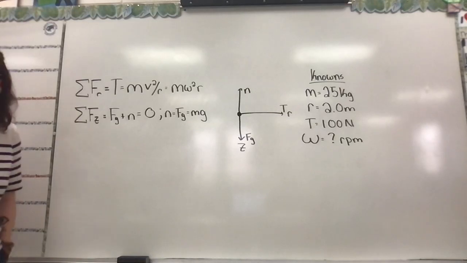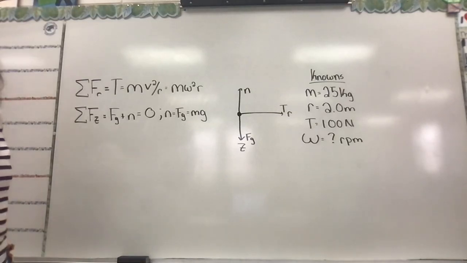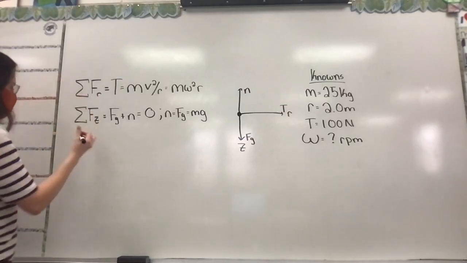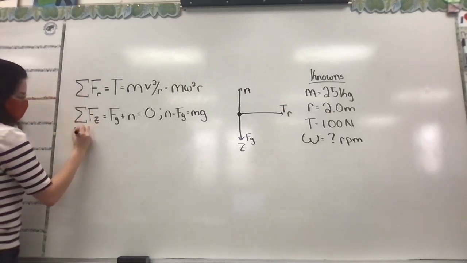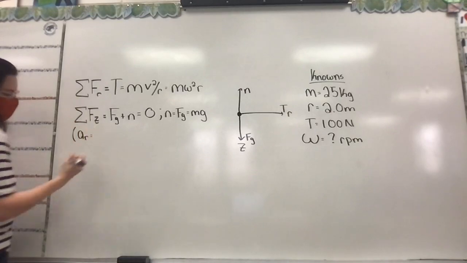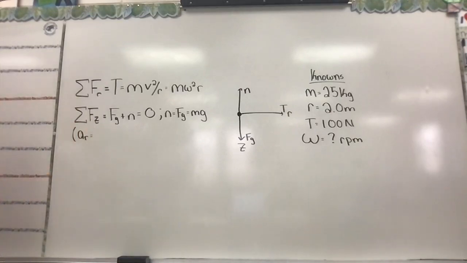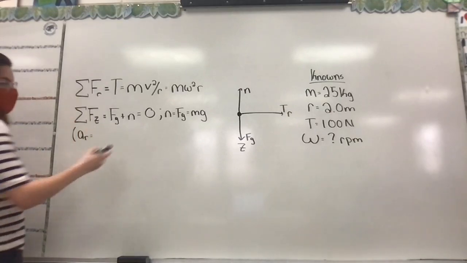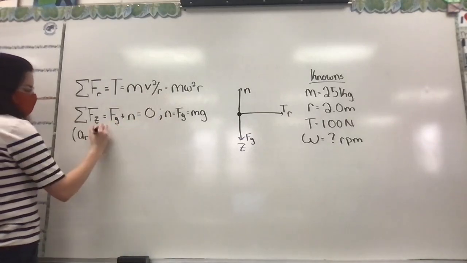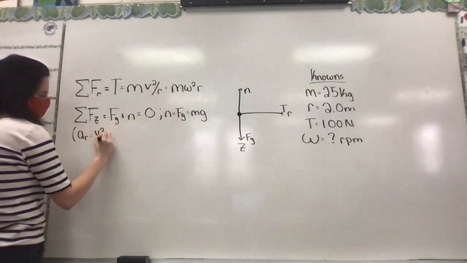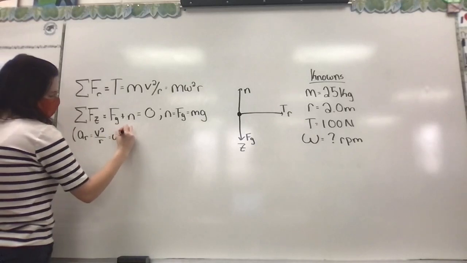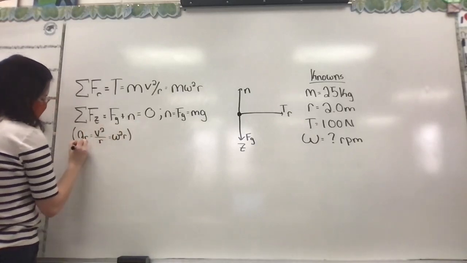Okay, now I heard you guys talking about acceleration, so let's just go ahead and make a note of that too. What do you think acceleration is in the R? What do we say acceleration is in the R direction? No, it's the v squared over r, or omega squared r. And what's it going to be in the z direction?